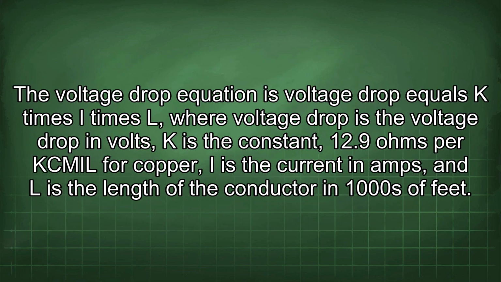The voltage drop equation is voltage drop equals K times I times L, where voltage drop is the voltage drop in volts, K is the constant 12.9 ohms per kcmil for copper, I is the current in amps, and L is the length of the conductor in 1000s of feet.